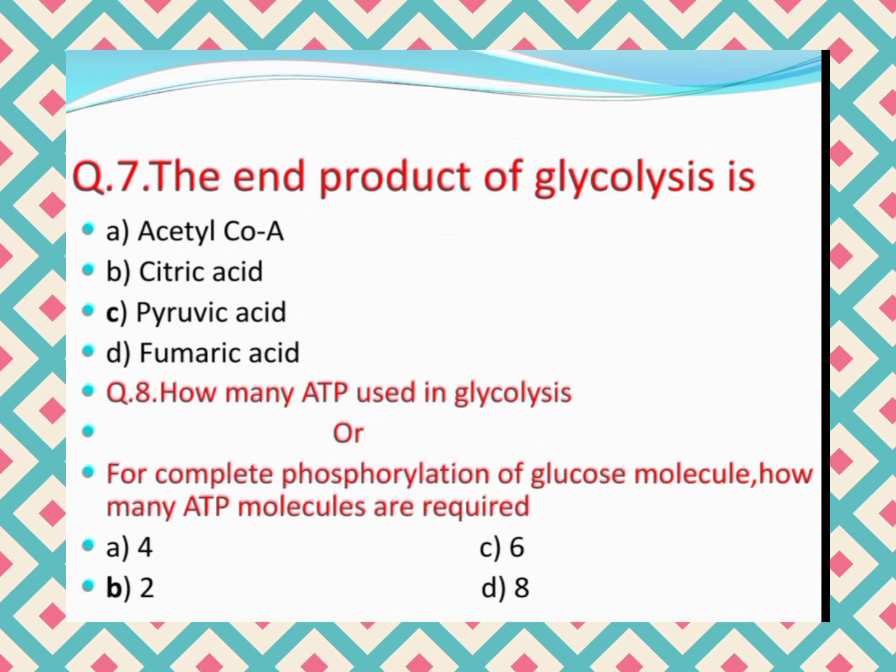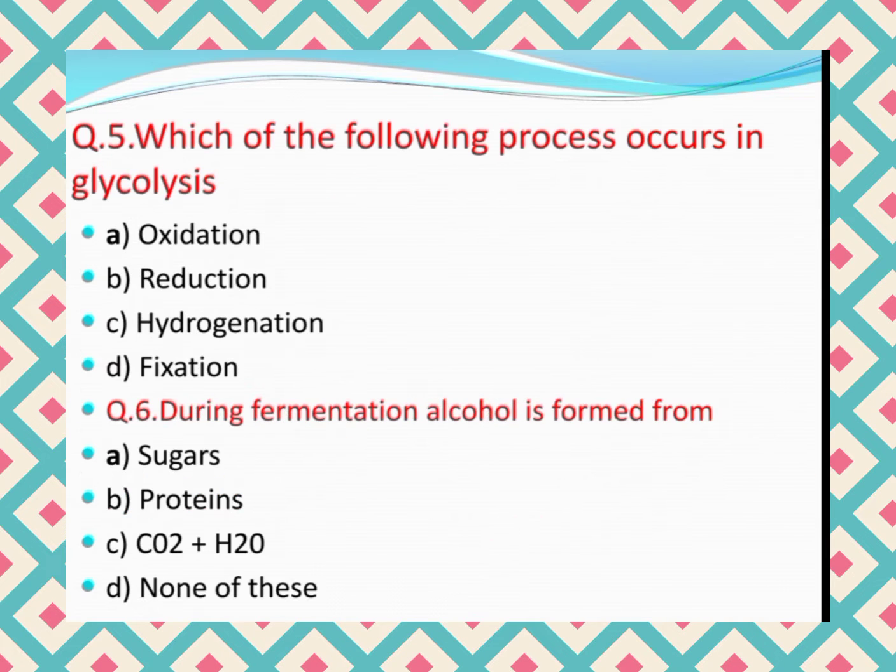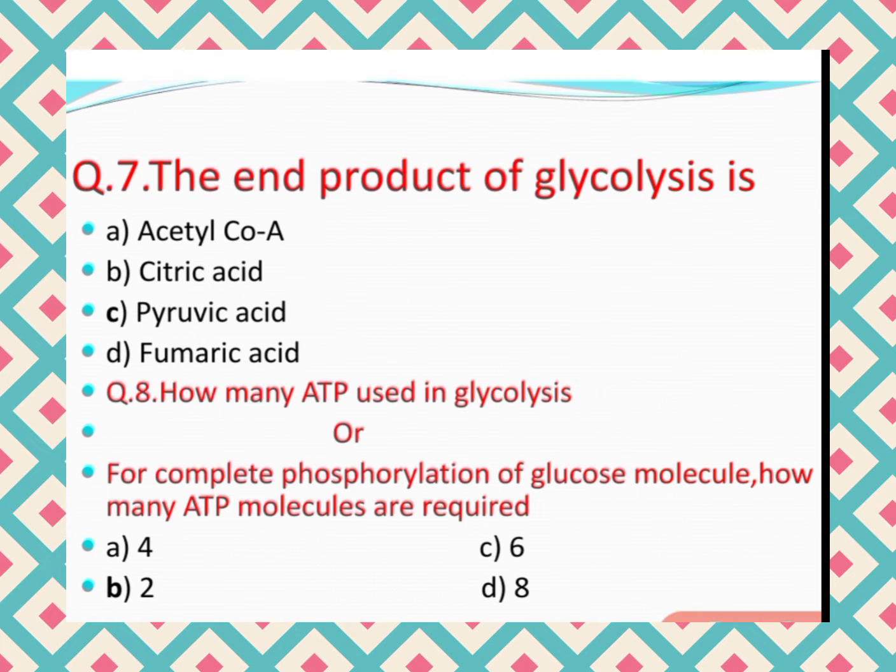Coming to the next slide, question number 7, the end product of glycolysis is option A acetyl CoA, option B citric acid, option C pyruvic acid, and option D fumaric acid. Which will be the correct answer? The correct answer will be option C, that is pyruvic acid.